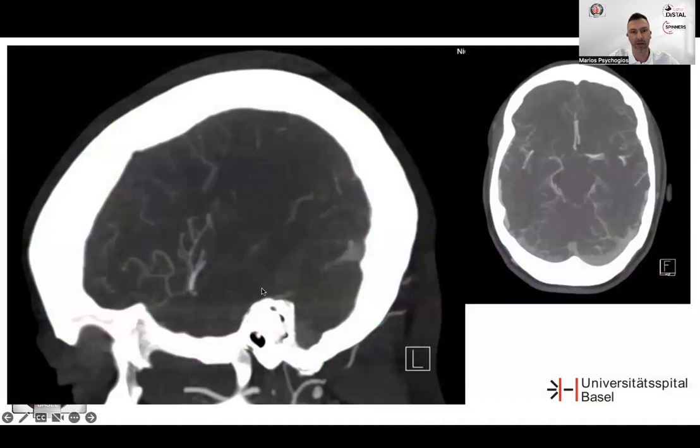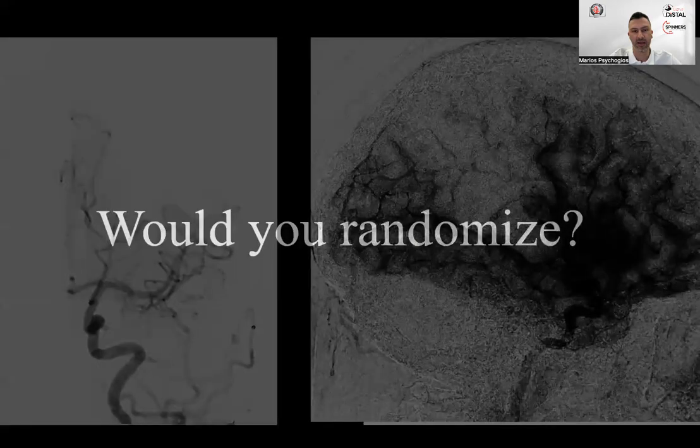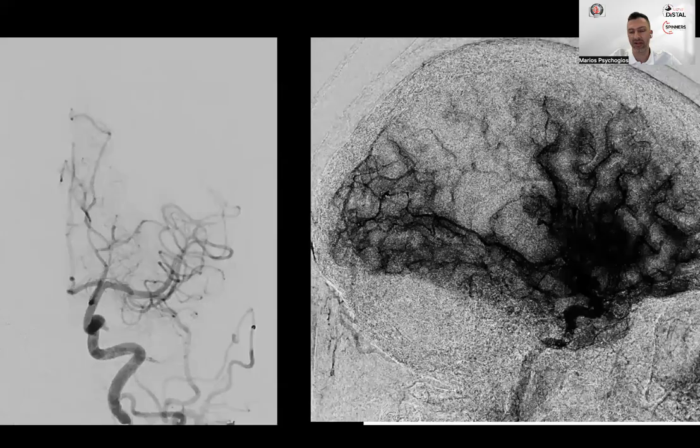But then again, this is late window. We have an M2 occlusion there. And what would you do? Would you randomize? Of course, you would randomize. But this is a typical case that I find is really interesting, and this is something that I would love to have in the trial.